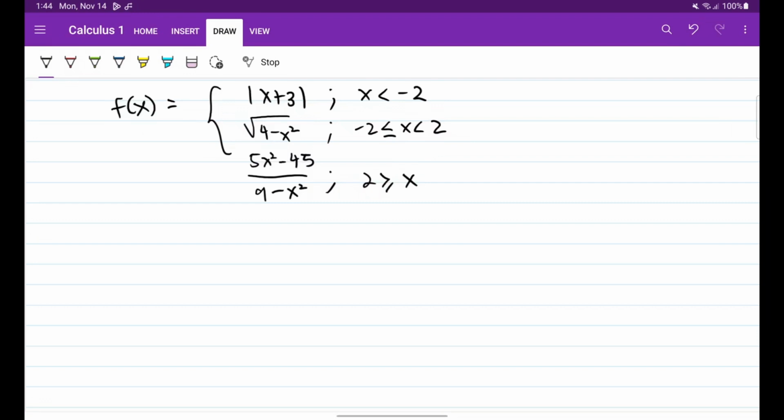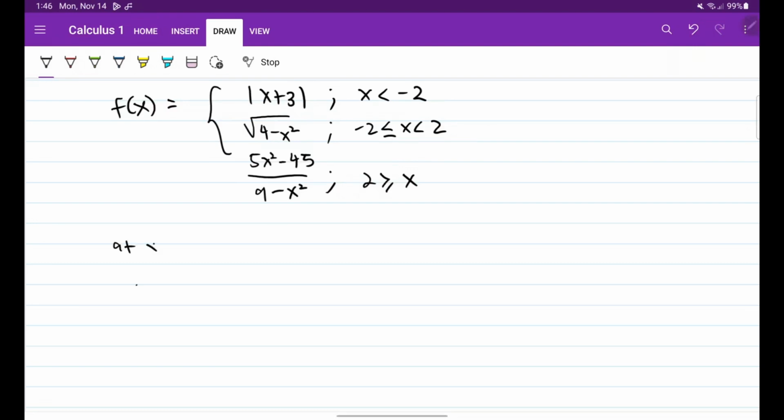Okay, so welcome to Quick Calculus, and in this video we'll be doing an example on how to check for discontinuities. So here we have the function absolute value of x plus 3 for all values of x less than -2, square root of 4 minus x squared for values -2 to 2, and 5x squared minus 45 over 9 minus x squared for all values greater than 2. So in this video, we'll discuss the continuity at -2, 2, and 3. And if it is discontinuous, we will check what kind of discontinuity it is. Okay? So let's start with -2.